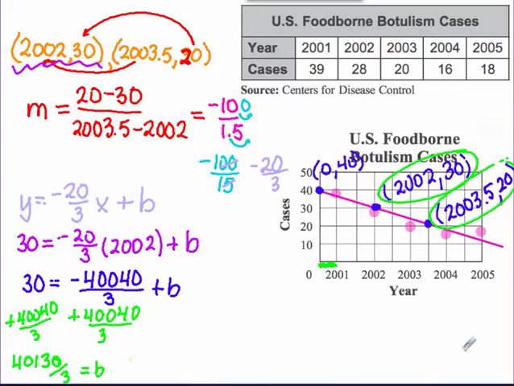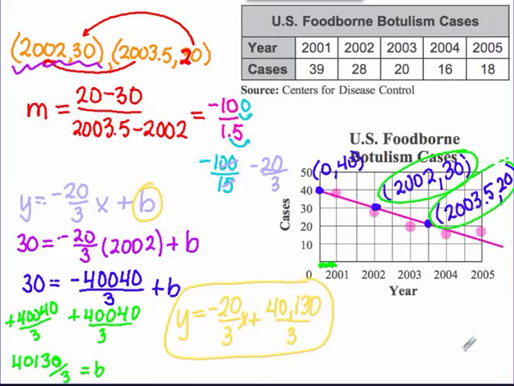So my equation, I'm going to now plug 40,130 in for that. So your equation should be y equals negative 20 over 3 x plus 40,130 divided by 3. Now that is not the only answer you could have. Believe it or not, when you draw a line of fit in, there are numerous answers you can have. Somebody might have drawn a line that maybe didn't go through those points, and they went through 2 other points, and that's fine.